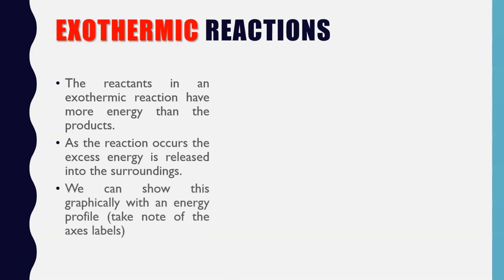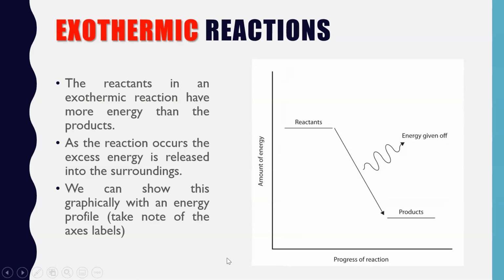We can show this graphically with an energy profile. Take note of the axis labels. On our vertical axis, we've got the amount of energy, and on our horizontal axis, we've got progress of the reaction. So as the reaction time extends, the amount of energy has decreased.